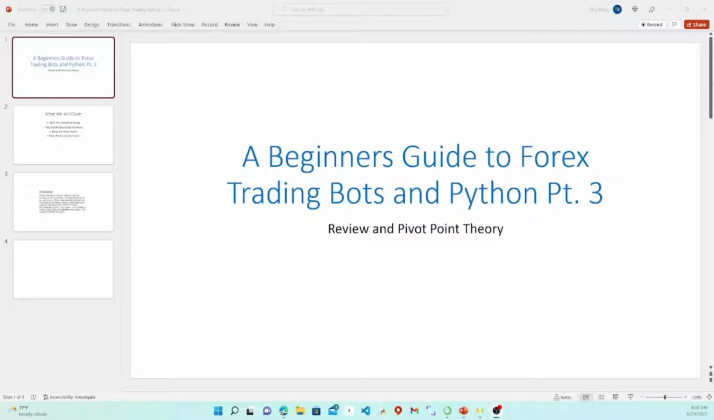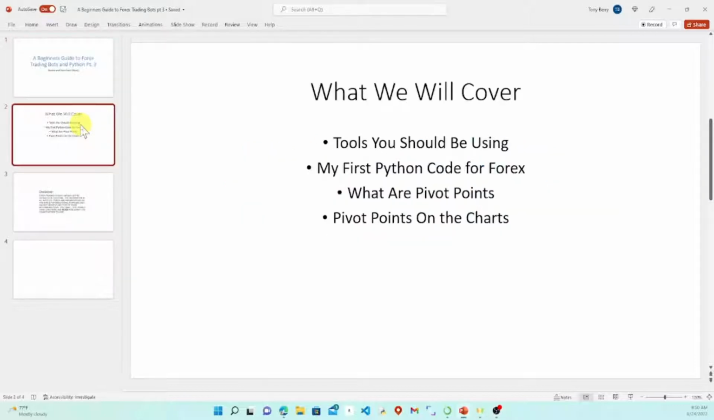In this lesson, we're going to review a little bit and get started with pivot point theory, an indicator that you can use to get started as part of your long-term trading strategy. The things we're going to cover are pretty straightforward. The tools you're going to be using for pivot points. My first Python code for Forex, which was calculating the pivot points, and we'll get into that a little bit. What pivot points are, and then we'll move to the charts, and we'll put the pivots on the charts, and we'll do some analysis.